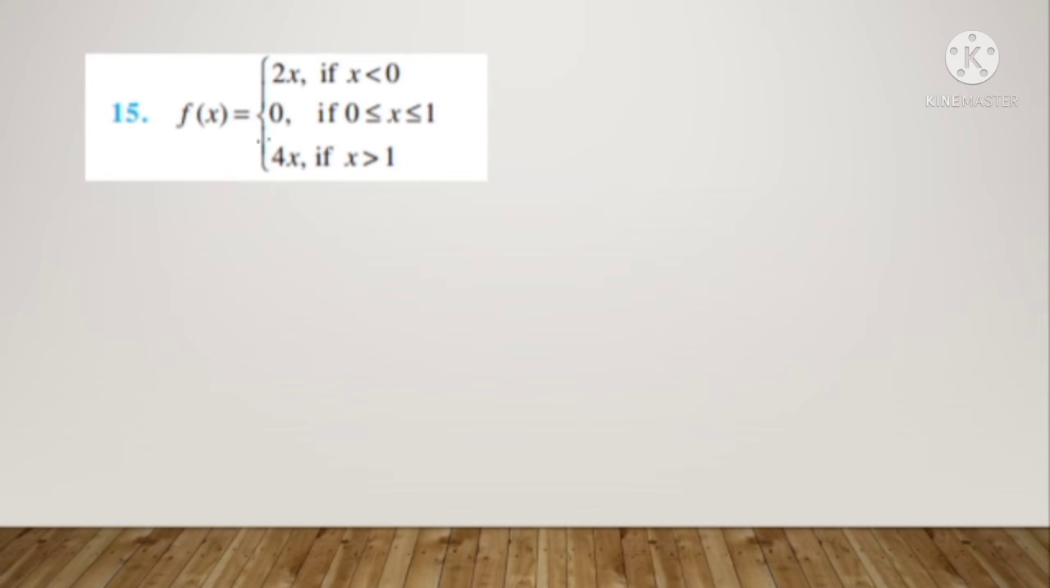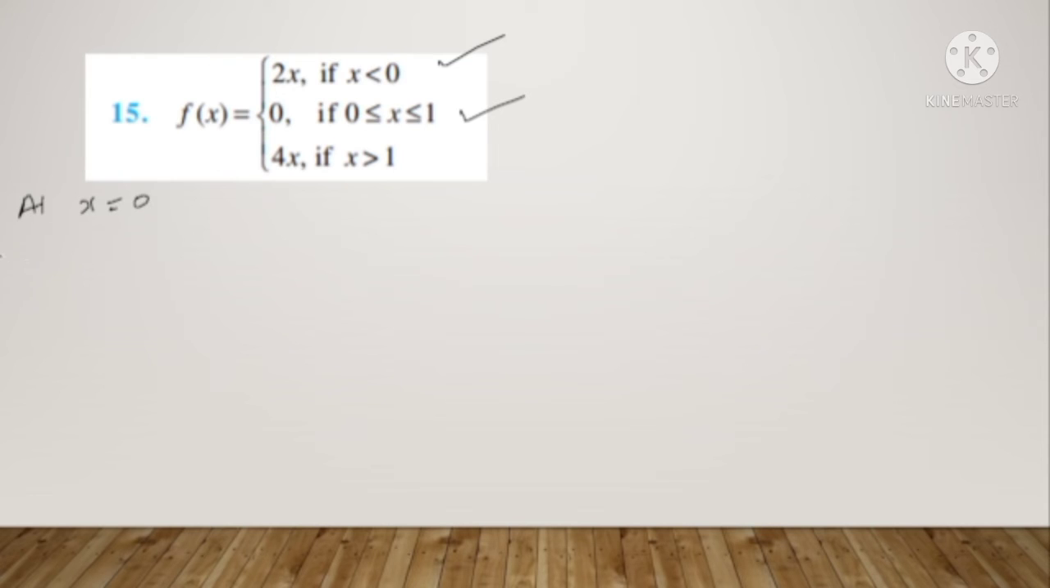Sum number 15. f of x is equal to 2x if x less than 0, 0 if 0 less than or equal to x less than or equal to 1, 4x if x greater than 1. So we have to discuss the continuity of the function. Here the points will be at x is equal to 0 and x is equal to 1. So we will be discussing the continuity.